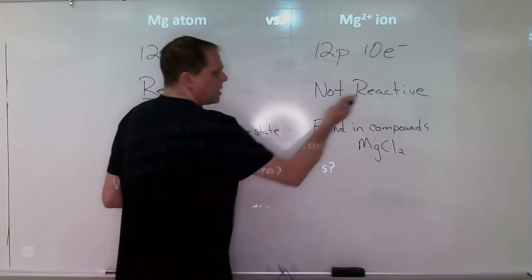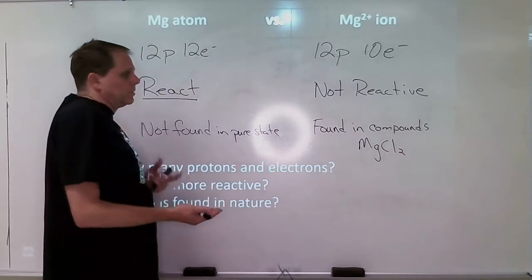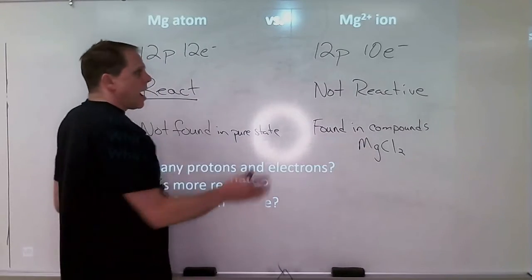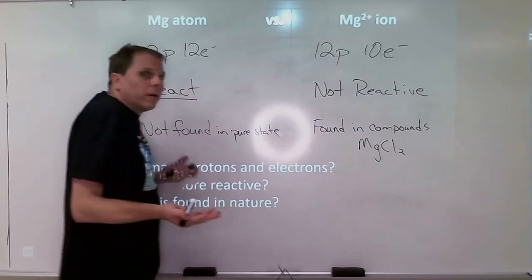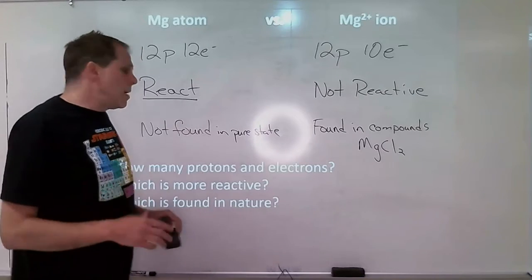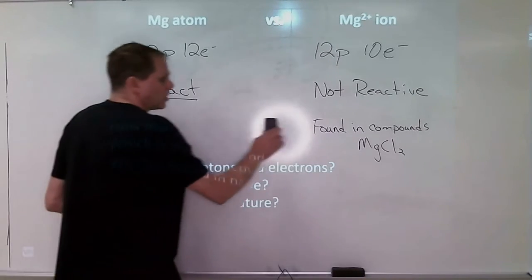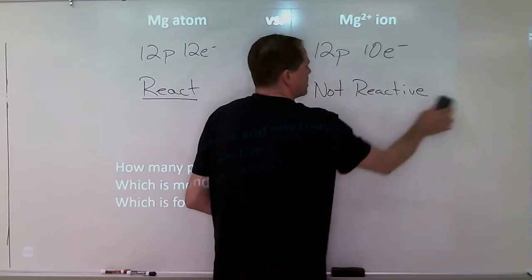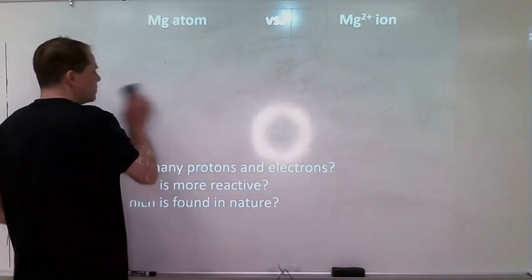And so now this ion, it's like, I'm stable. I'm with chlorine. I'm happy. I'm not reactive now because I'm with chlorine, and chlorine is making me happy. It took my 2 electrons and made me stable because now I have 8 electrons in my valence shell. So that's how these ions kind of work, okay?